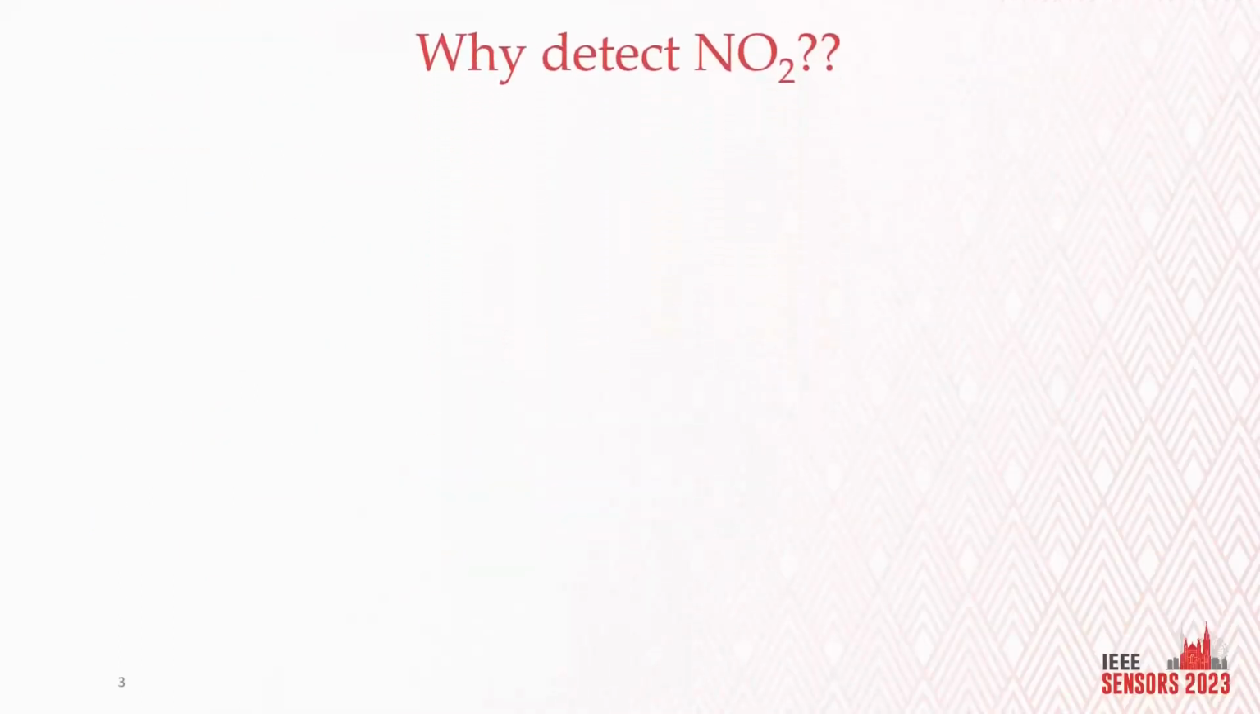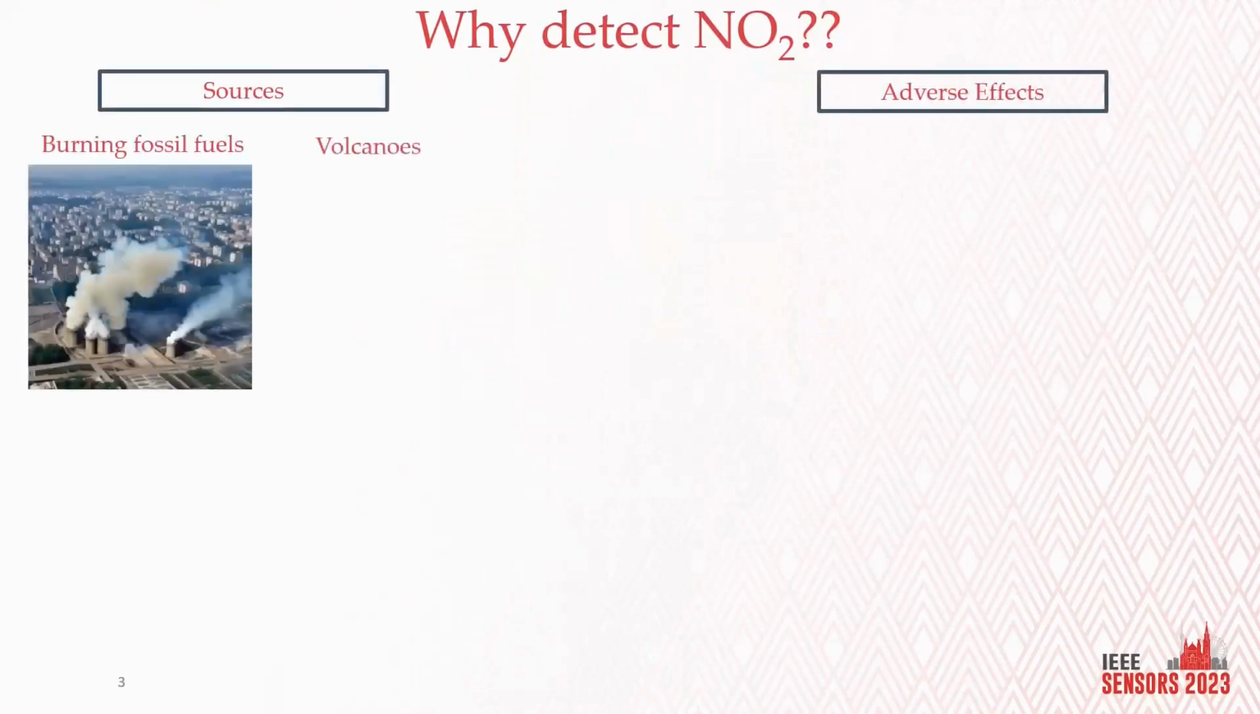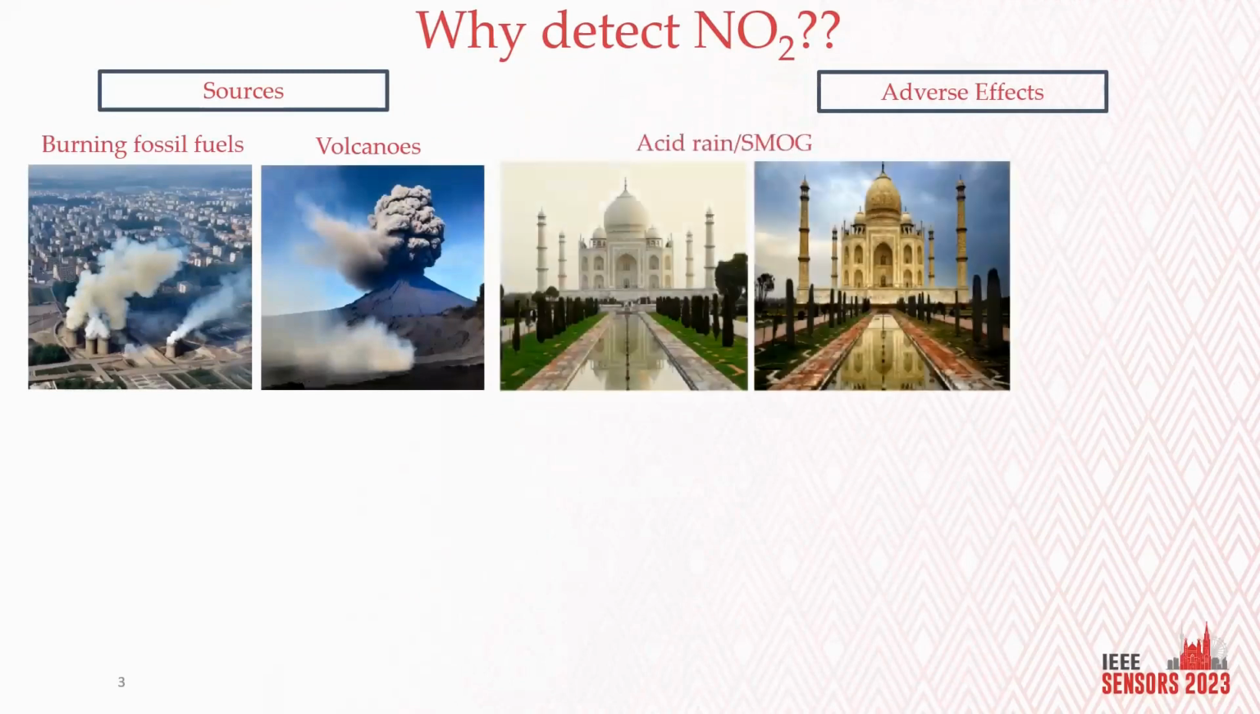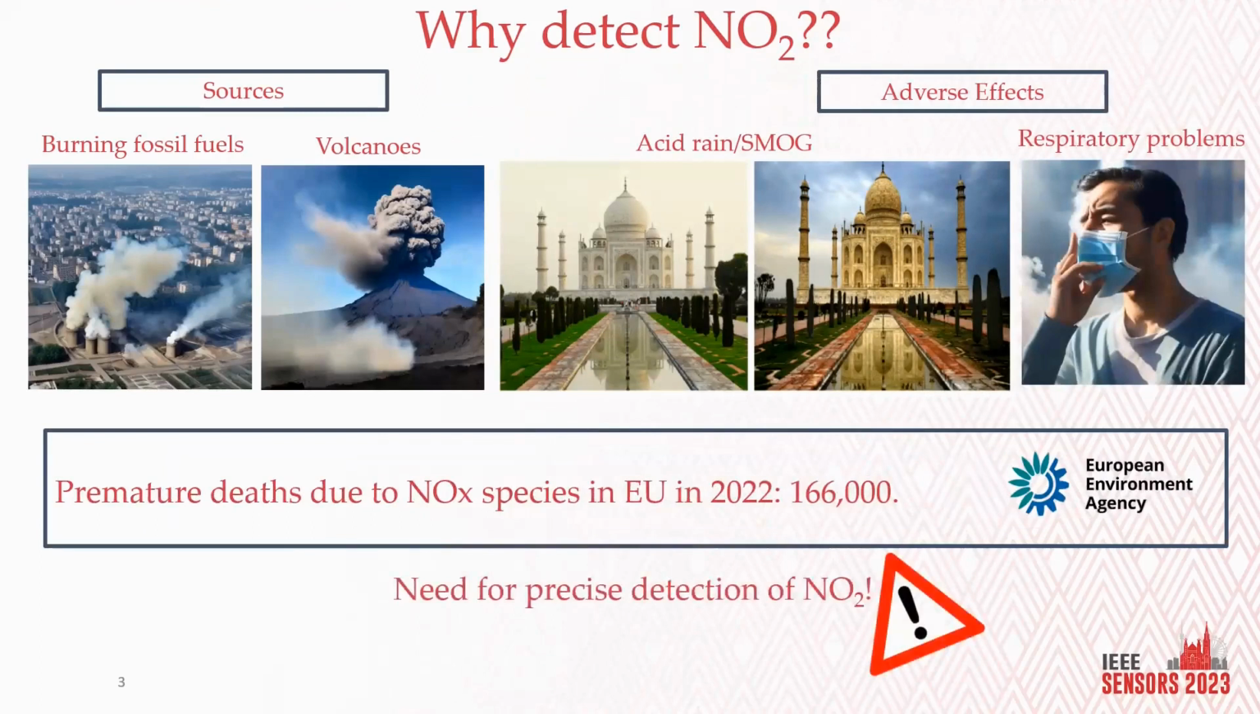So the big question, why do we need to detect nitrogen dioxide? Nitrogen dioxide is a toxic gas with its sources being burning of fossil fuels, which includes vehicular emission, factories, industries. The natural sources of nitrogen dioxide are volcanoes. Since nitrogen dioxide is a toxic gas, it has some adverse effects, one being acid rain and smoke. I myself, being an Indian, know these things very well, and you can see the Taj Mahal here. It has been completely devastated because of the acid rain, and now has been restored back to its former glory.